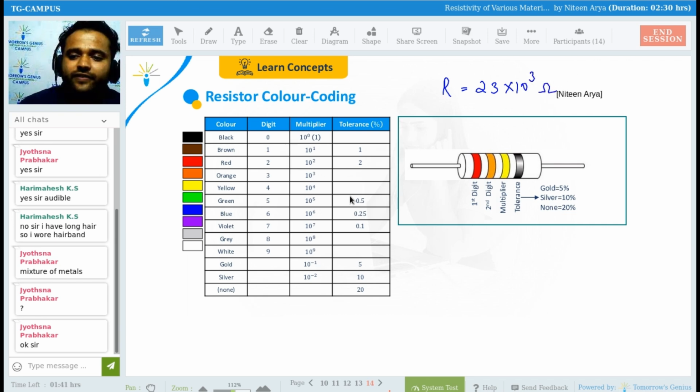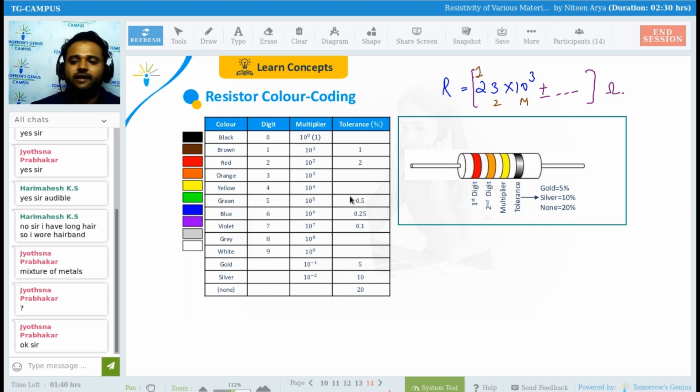So how can you find it? The first color gives you the first significant figure. The second color gives you the second digit. This is the first digit, this is the second digit. This is the multiplier. Then this is the tolerance, plus or minus error, or you can say tolerance. And in this way, you can get your resistance.